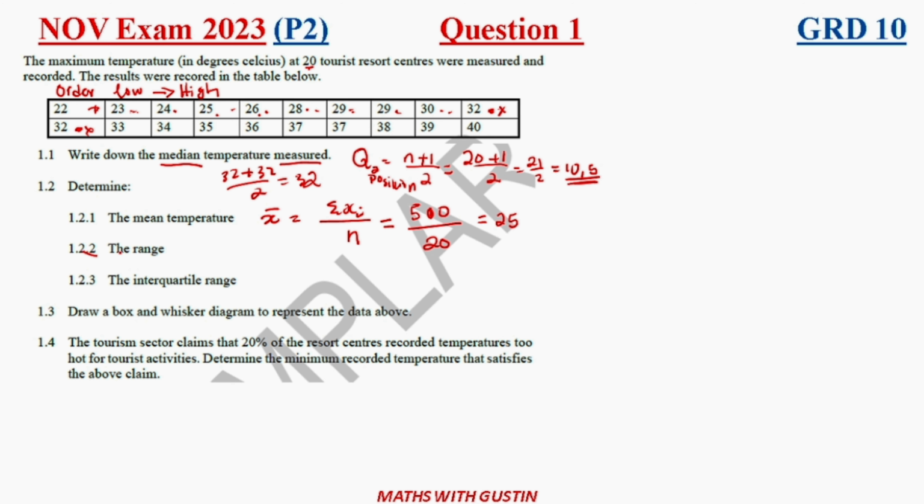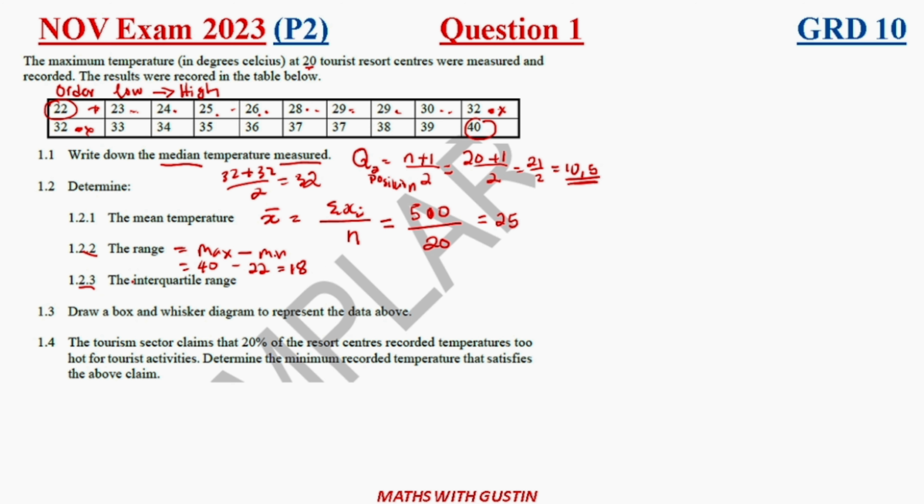It says here the range. The range is given by maximum number minus minimum number. So this is our minimum, 22, and our maximum is 40. So therefore we are going to say 40 minus 22, which will give us 18, and that will be our range. And then it comes here, 1.2.3.